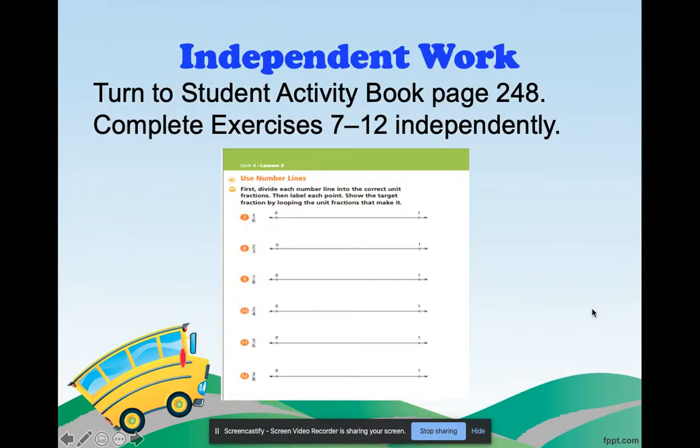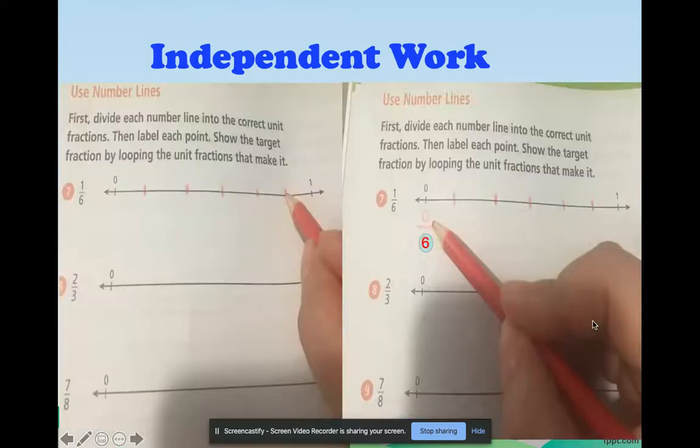Your independent work today is going to be to work on your activity book page 248, and you are going to complete exercises 7 to 12 independently. This is an exemplar that I did so that you can see how you can do 7 and 8.